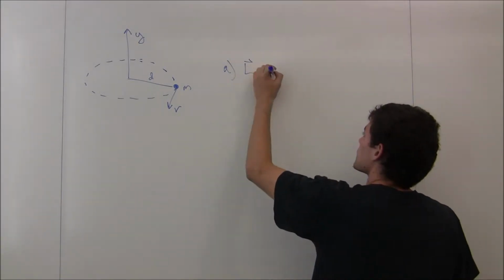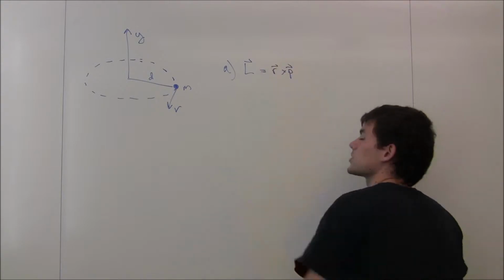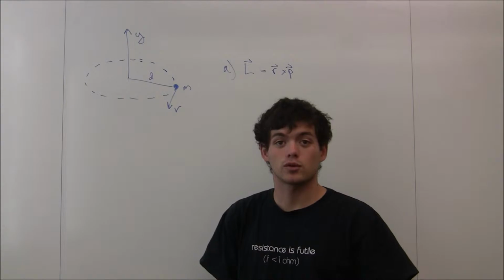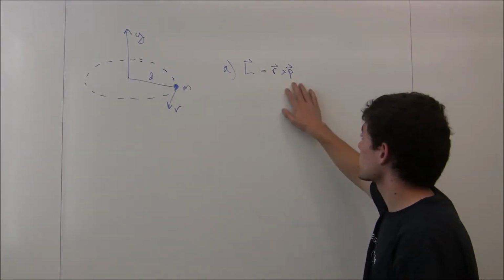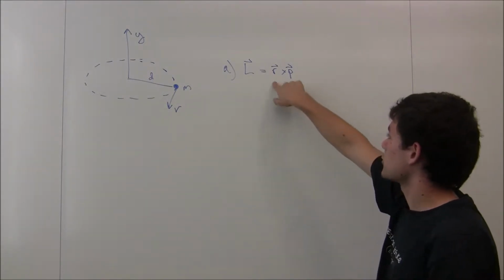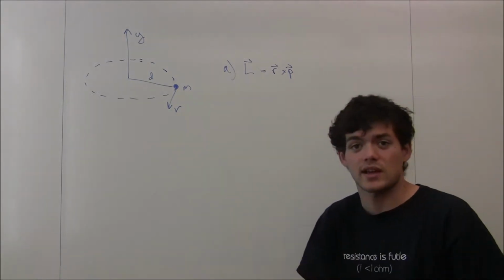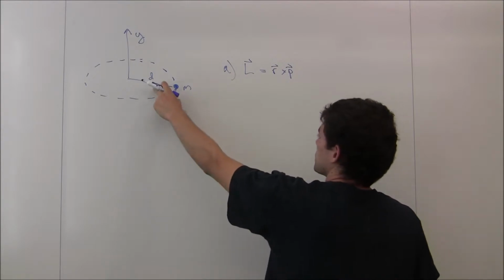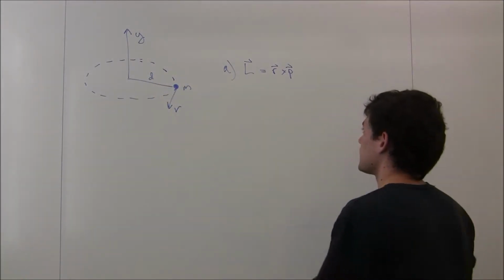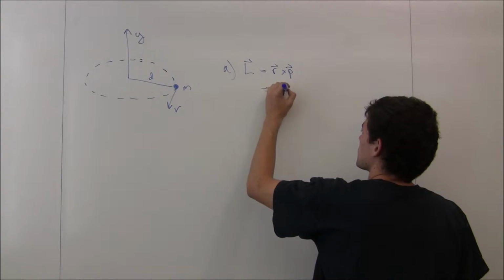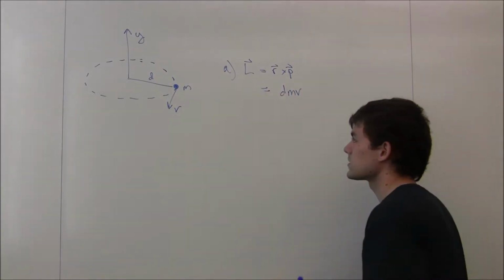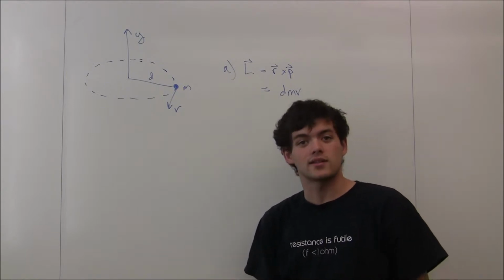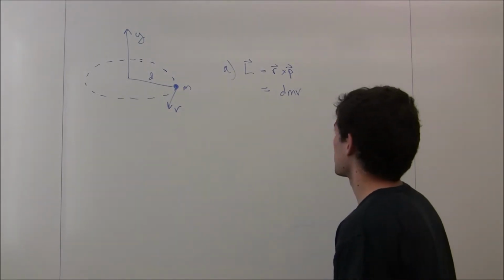We know that angular momentum is equal to r cross p, so we're going to solve this in two steps. First, we're going to find the magnitude of r cross p, and then we're going to use the right-hand rule to find the direction. The magnitude of r cross p is the magnitude of r times the magnitude of p times the sine of the angle between them. The magnitude of r is equal to d. The magnitude of p is equal to mv. So the magnitude is d m v sine theta. The two of them are at right angles, and the sine of 90 degrees is equal to 1, so we don't have to worry about that term.